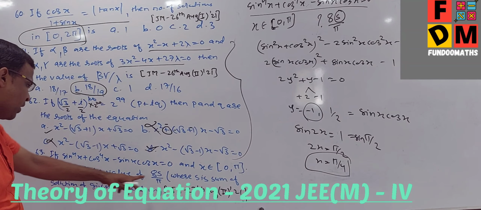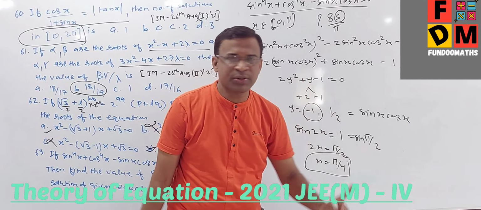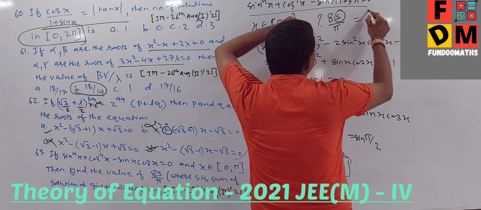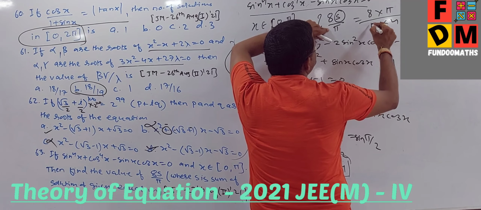What they are told? S is the sum of solution of given equation. I got only one solution. So that solution is pi by 4. Simple. So question asks it is 8s upon pi. So 8 into pi by 4, and here it is pi. So pi get cancelled.